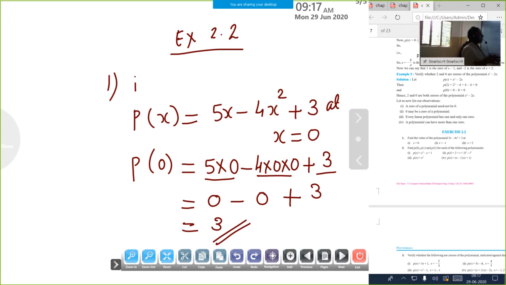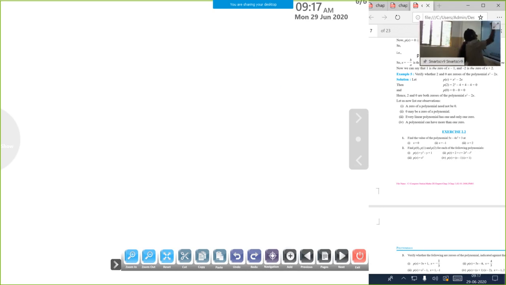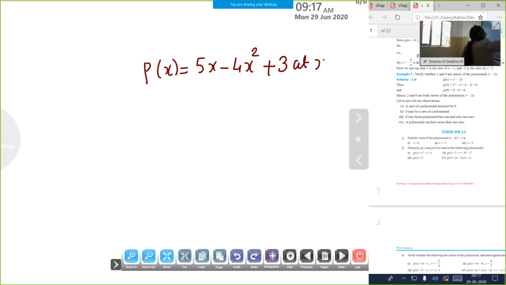In that same polynomial, the value of x is equal to minus 1. Take P of x equal to 5x minus 4x square plus 3 at x equal to minus 1. The value of x is minus 1, so we need to substitute the value. P of minus 1 equals 5 into minus 1. Our first step is 5x, 5 into minus 1, minus 4x square.